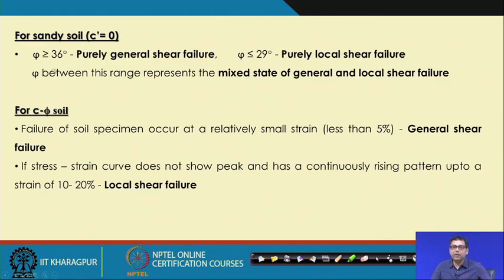Now, the question is when we will use the general shear failure expression and when we will use the local shear failure expression. If the soil is sandy soil, that means pure sandy soil whose cohesion value is 0. Sometimes you will see this C dash, which is the effective cohesion, so the water table effect is incorporated. Now, C dash or C, if it is purely sandy soil or cohesionless soil, and the phi value is greater than or equal to 36 degrees, as per the recommendation provided by Terzaghi, then purely general shear failure will occur. Because in that case the soil is in the dense range.